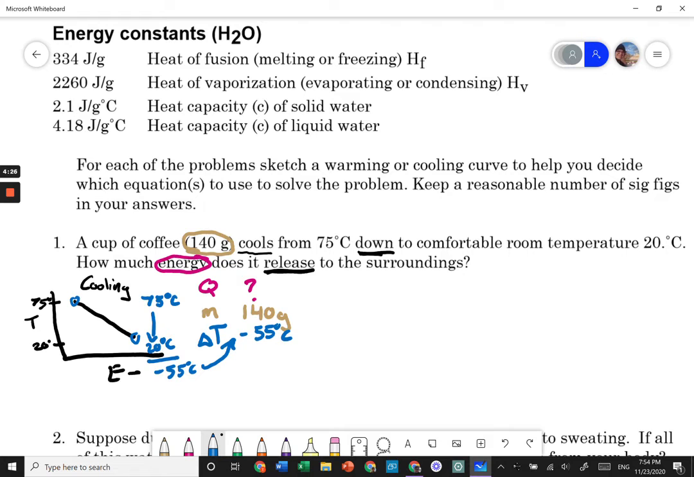Now, this is going to be a cup of coffee, which I know is going to be mostly water. So I'm going to be using the heat capacity of liquid water, this one up here, for our heat capacity of liquid water. I'm going to write that down here. There are two ways where we can write this.